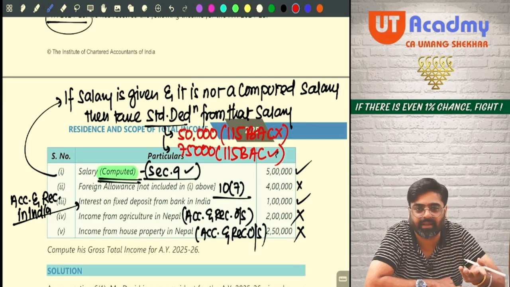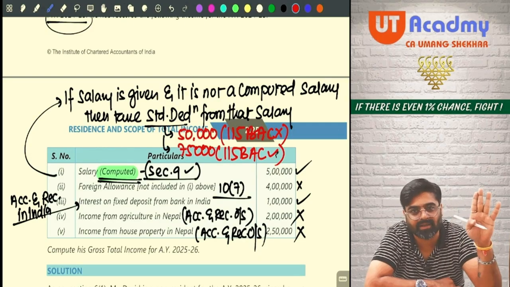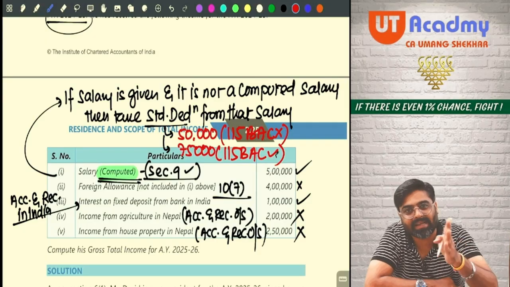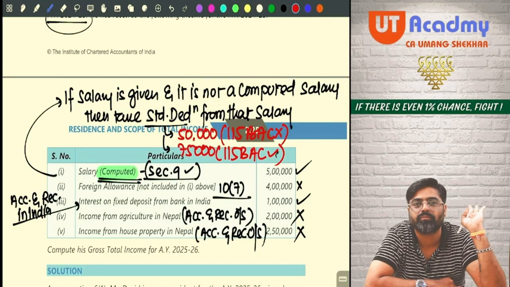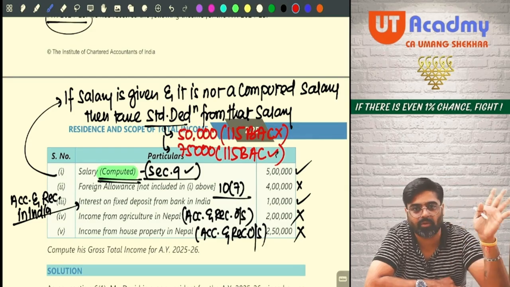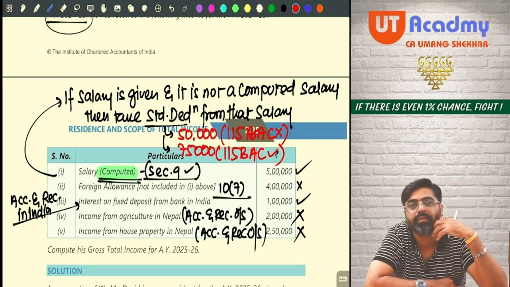But since they are saying that it is a computed salary, that means they have already taken what? Standard deduction. They have taken. So we are not again supposed to take it. Getting my point? Hence the entire 5 lakhs we are going to tax, which they have already computed. And which other income is taxed? Interest income. 1 lakh rupees interest income, 5 lakh rupees salary income. What is his total income? 6 lakh rupees. That's it.